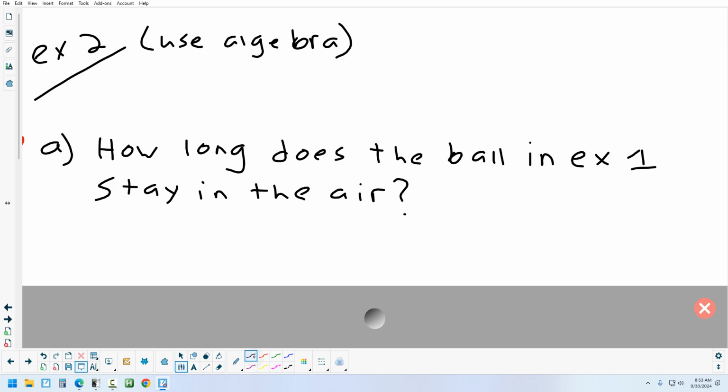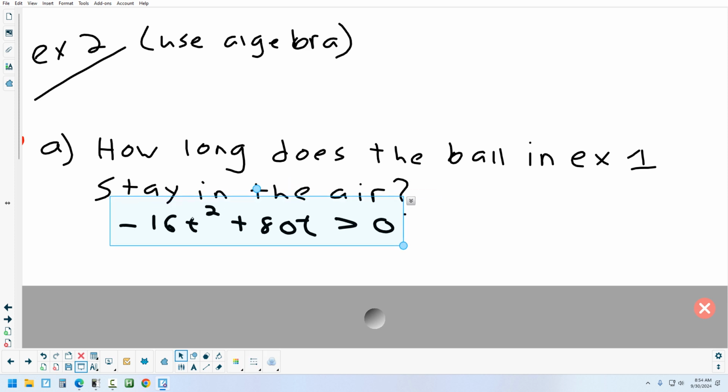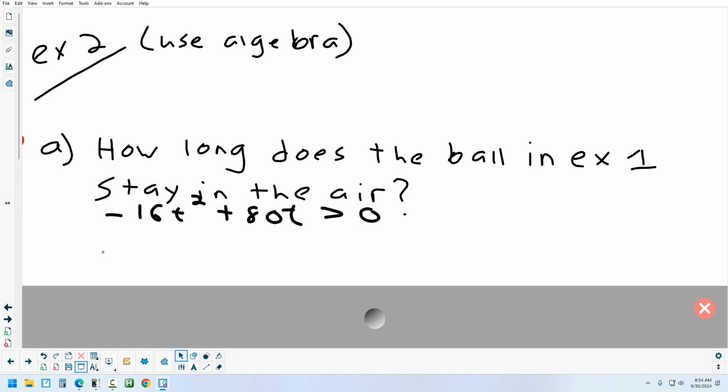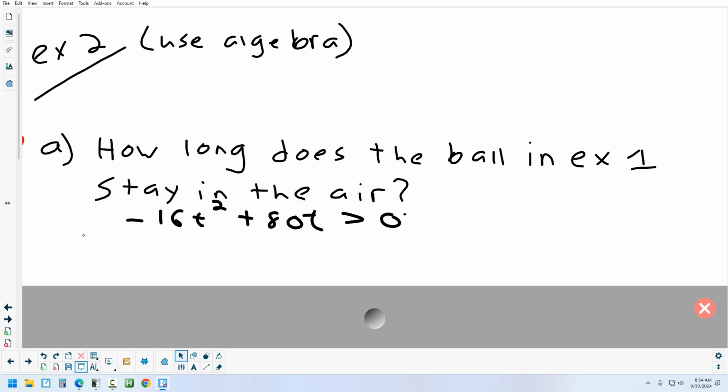The equation was negative 16t squared plus 80t. When is that above 0? Is there any question why having a height above 0 means that it's in the air? Okay, so let's solve that, but this time we're going to use algebra. We don't need the quadratic formula because this one is going to be a little bit easier. The reason is that there's no constant.